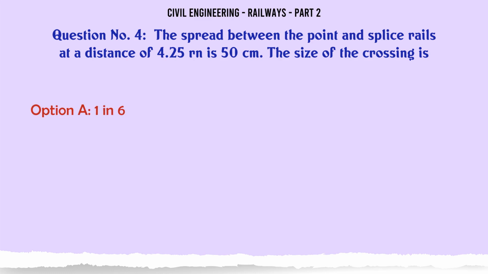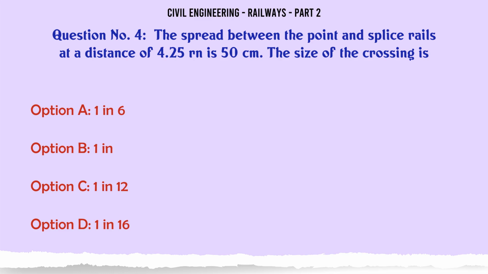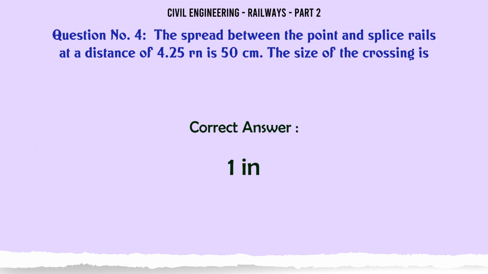The spread between the point and splice rails at a distance of 4.25 m is 50 cm. The size of the crossing is A. 1 in 6, B. 1 in 8, C. 1 in 12, D. 1 in 16. The correct answer is 1 in 8.